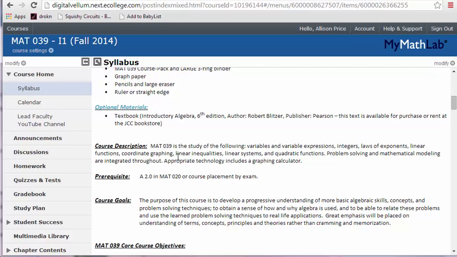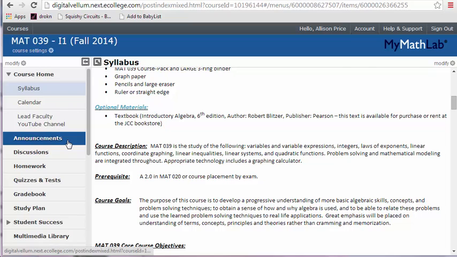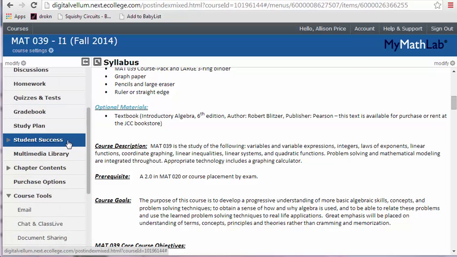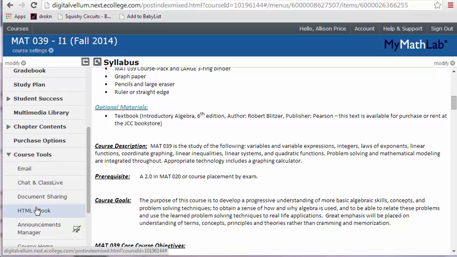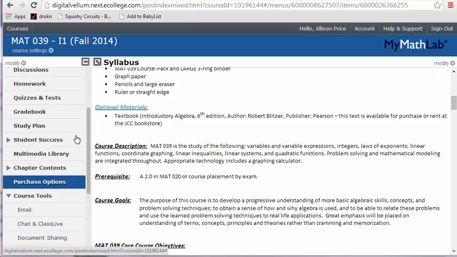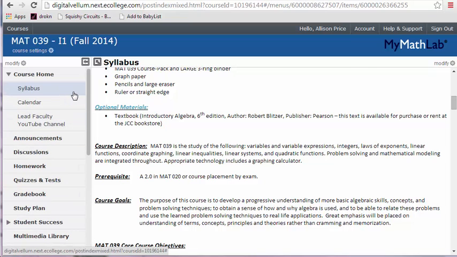As an optional material, you can pick up the textbook. The textbook is optional because the textbook is available for anyone who purchases MyMathLab in the multimedia library or in the HTML ebook link. There are a couple ways to get to the textbook. So again, it's listed as optional because you already have it in electronic format.